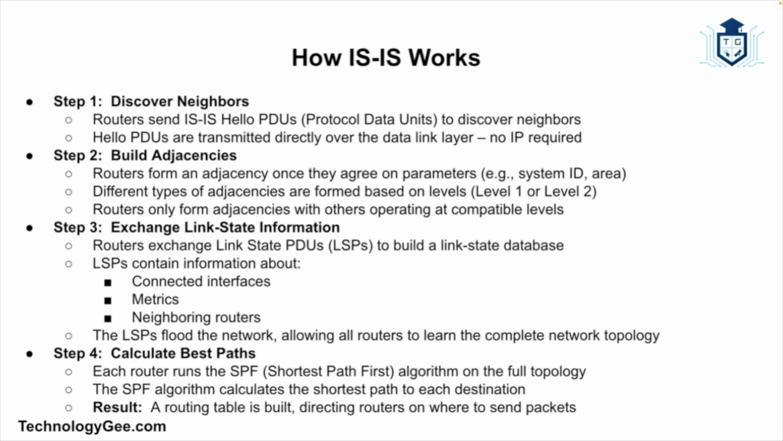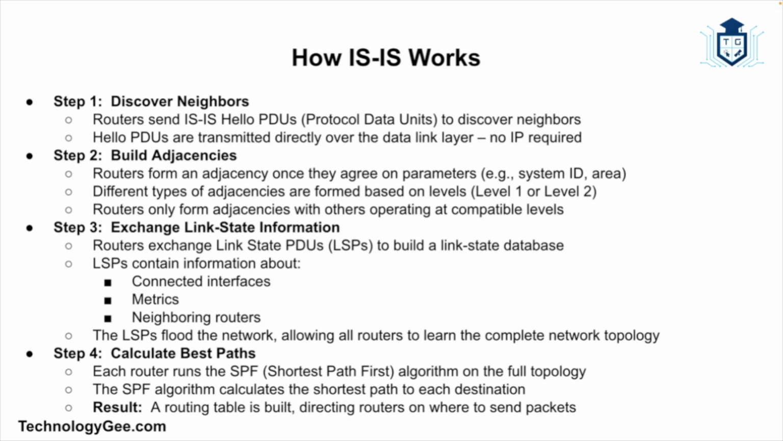Then step 3, they exchange link state information. So each router builds a link state database by exchanging LSPs, or link state PDUs, with its neighbors. And these LSPs contain information about connected interfaces, metrics, and neighboring routers. And this information floods throughout the network, allowing each router to see the full topology.